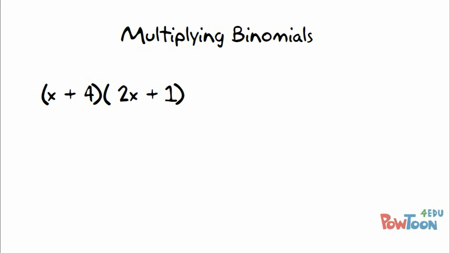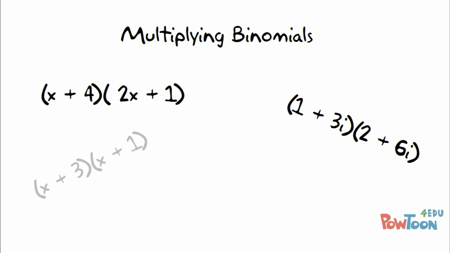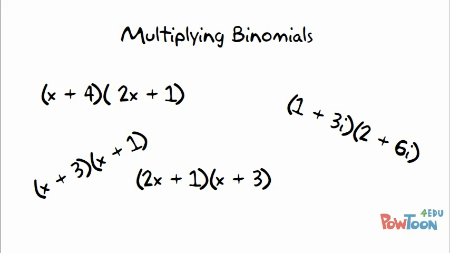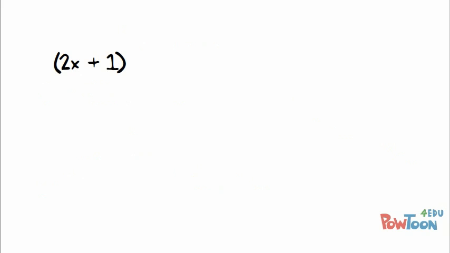In mathematics, you will frequently find yourself in situations in which binomials need to be multiplied. This tutorial will show you how it's done. This is an example of a binomial. Notice that it is the sum of two different monomials. In this case, it is the sum of 2x and 1. Here's another binomial, x plus 3.